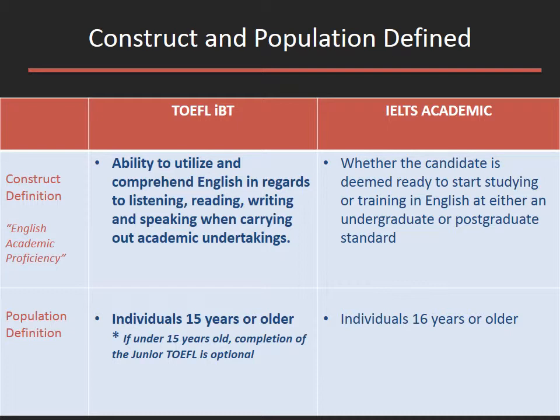When looking at the TOEFL IBT, they define English Academic Proficiency as the ability to utilize and comprehend English in regards to listening, reading, writing, and speaking when carrying out academic undertakings. The test is done for individuals 15 years or older. If you are under 15, the completion of the junior TOEFL is optional.